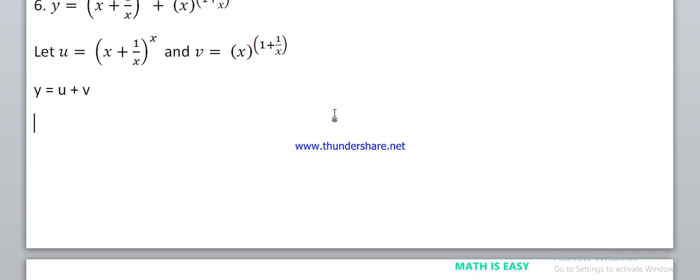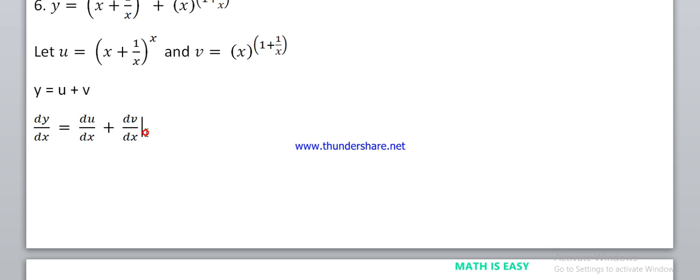That's what. If I differentiate with respect to x on both the sides, what we are going to get is dy by dx is equals to du upon dx plus dv upon dx. This is what you want to do. So if I want to find dy by dx, I have to find du by dx plus dv by dx.